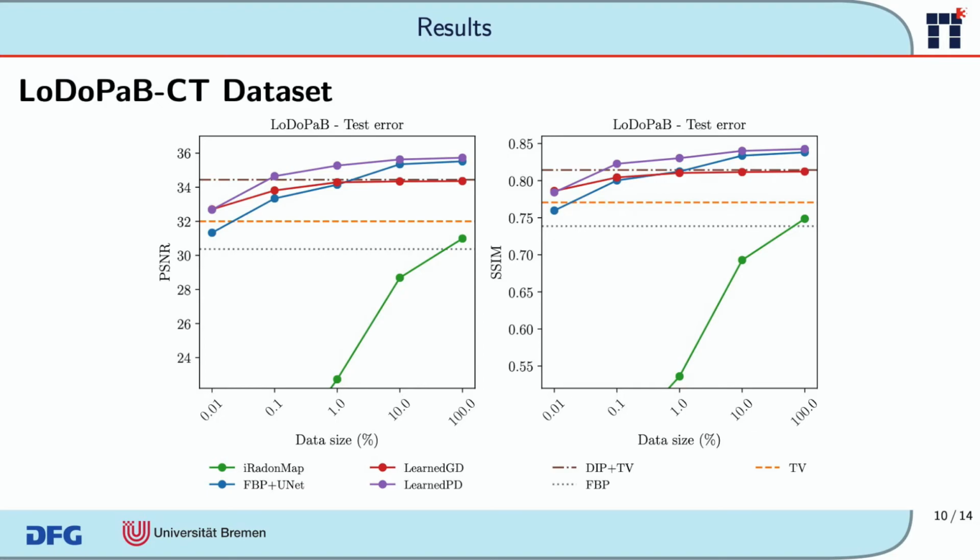So as a summary, if you don't have any training data or only a little amount, it might be worth it to combine your methods with our deep image prior approaches. And in general, it's a good idea to include as much knowledge about the problem as possible in your model itself, like you do in the learned primal-dual.